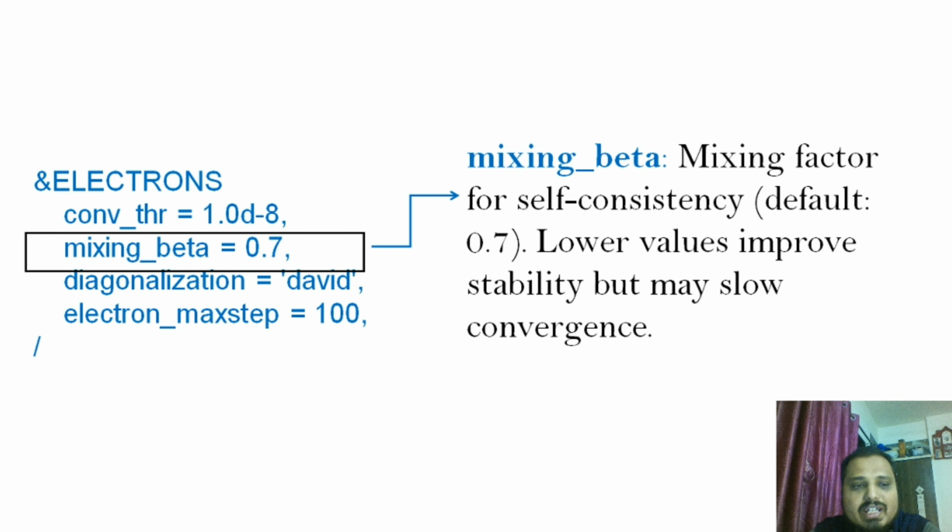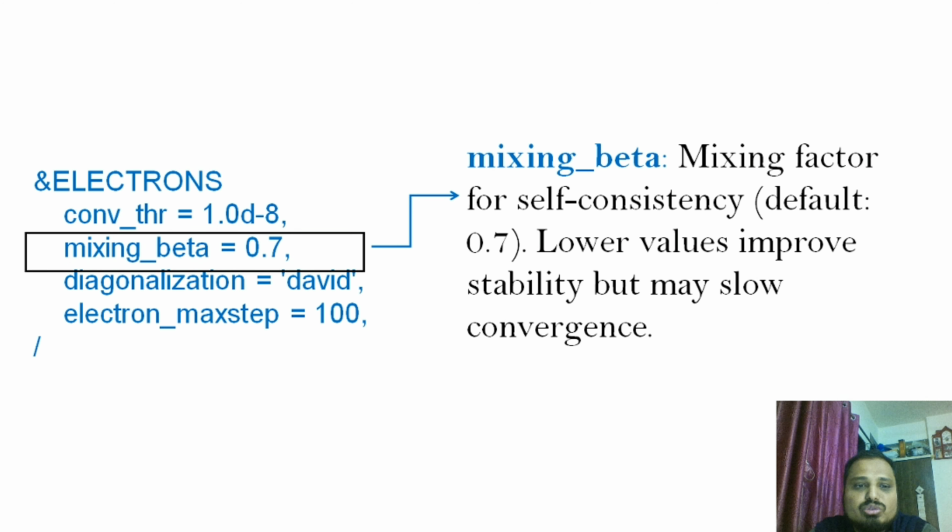Okay, so next parameter is mixing beta. This parameter is a factor which tells how much charge density is used from the previous iteration of the self consistency field. Whenever we are performing SCF calculation, during that calculation the charge density is not directly calculated from scratch, but it takes some part from the previous calculation. And this parameter tells how much of a factor is taken from the previous calculation.